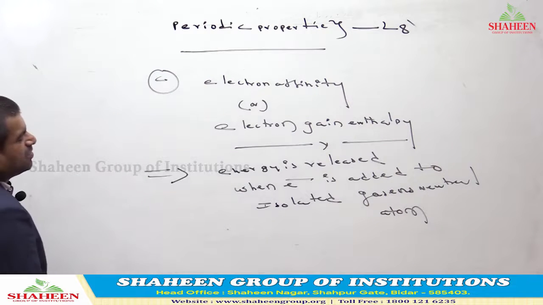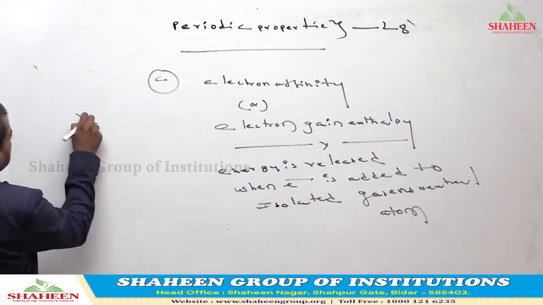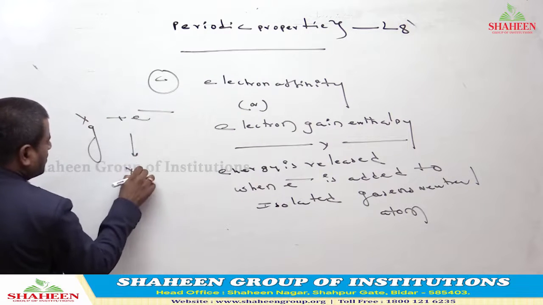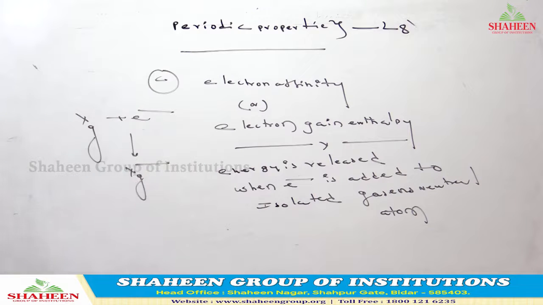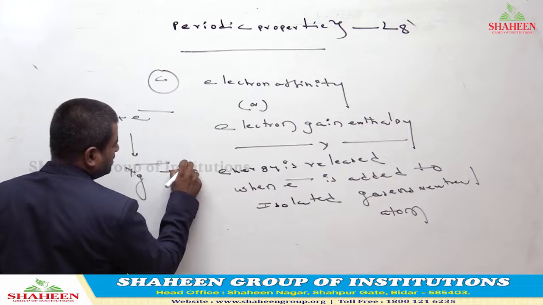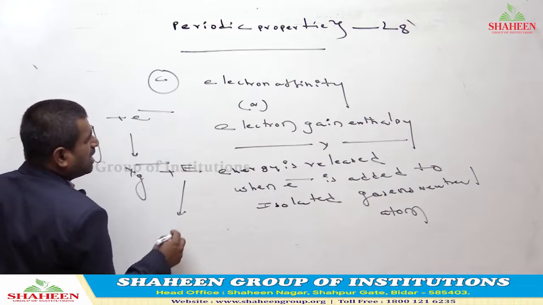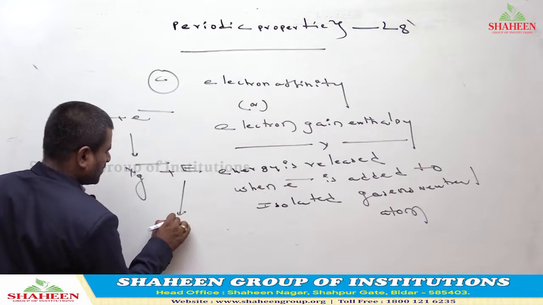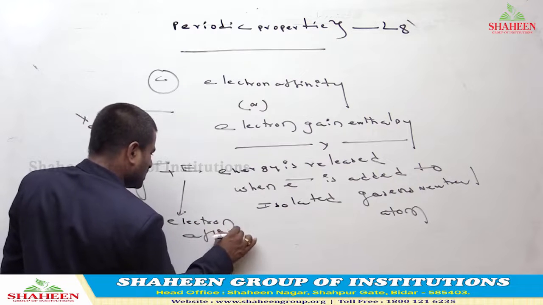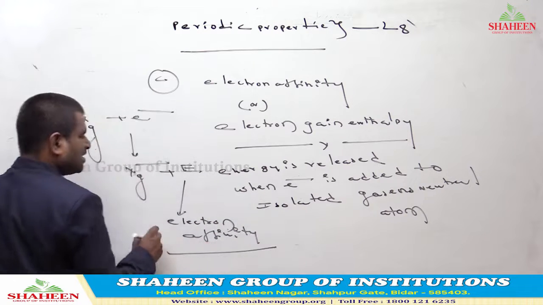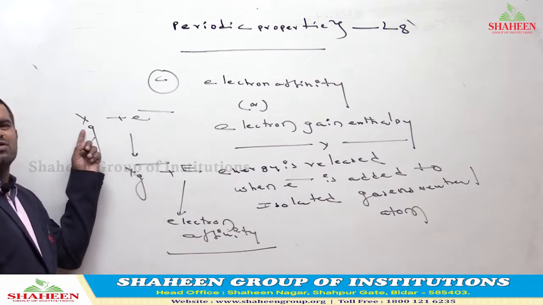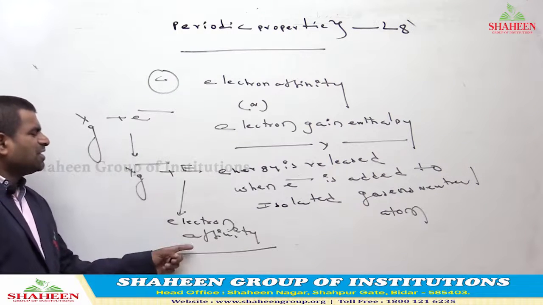Remember students, for example, X gas is taken. X gas combined with an electron converts to X gas minus ion. In this process energy is released. This energy is called electron affinity or electron gain enthalpy. Remember students, when an electron is added to an isolated neutral atom, some amount of energy is released.